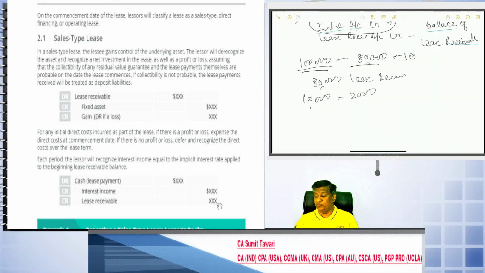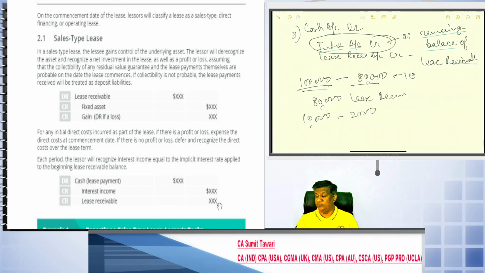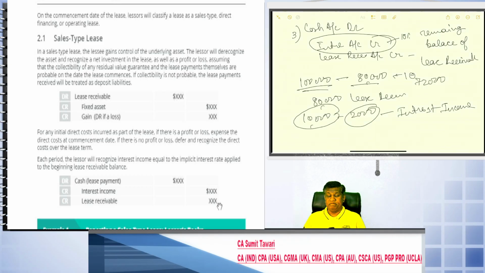So what I am going to do is reduce the 80,000 lease receivable, and now it is 72,000. I am reducing by 8,000, and the remaining 2,000 I am showing as interest income. Clear? Any doubt here? Why do we need to recognize the interest income? Because whatever EMI I am getting, I already discounted as lease receivable, so I am getting an excess EMI, and that excess portion represents my interest income. Clear?